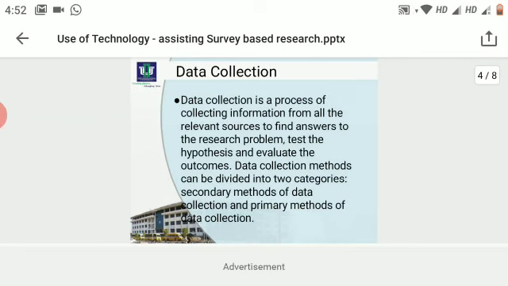Data collection is a process of collecting information from all the relevant sources to find the answer to the research problem. So data can be targeted towards testing the hypothesis or evaluating the outcomes. Data collection methods can be divided into two categories, the primary data and the secondary data.